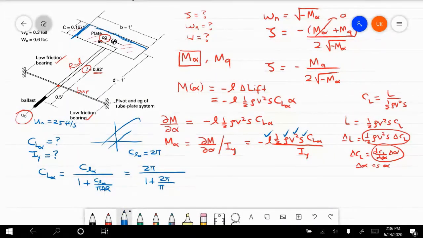Aspect ratio, you know the aspect ratio of this plate, right? So this is going to be B divided by C. So 1 divided by 0.167.